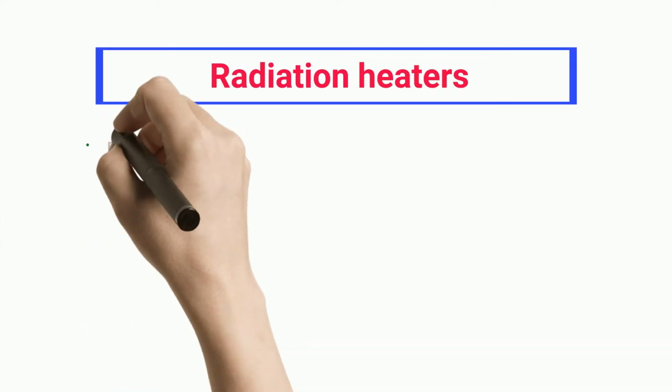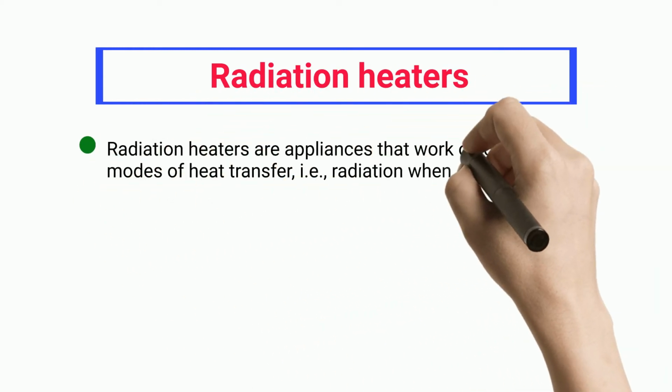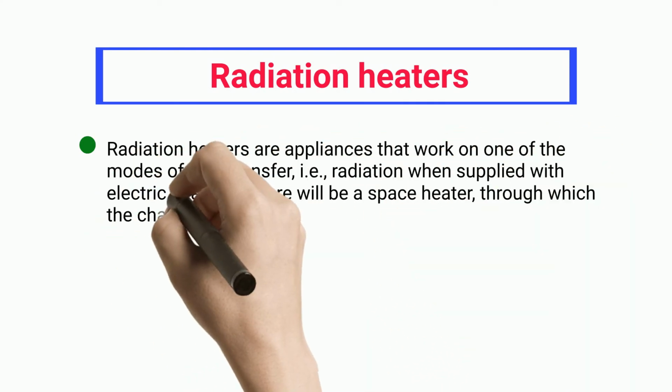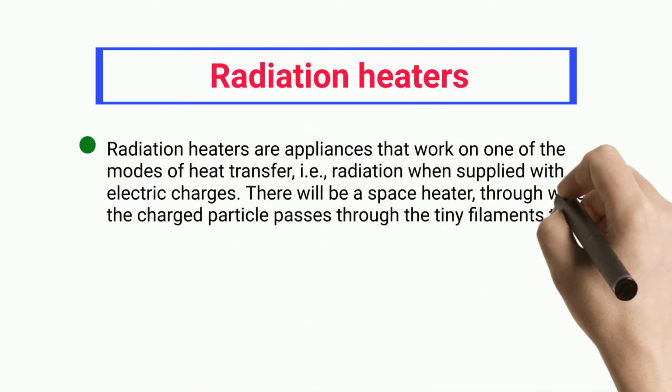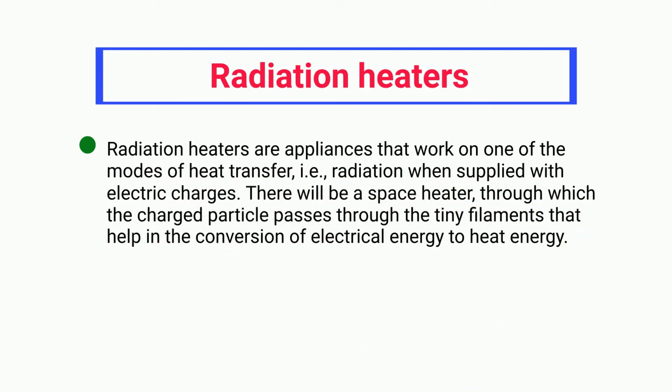Radiation heaters. Radiation heaters are appliances that work on one of the modes of heat transfer, i.e., radiation, when supplied with electric charges. There will be a space heater, through which the charged particle passes through the tiny filaments that help in the conversion of electrical energy to heat energy.